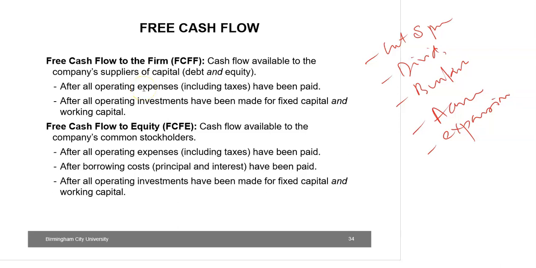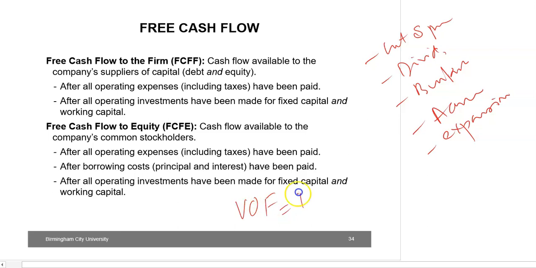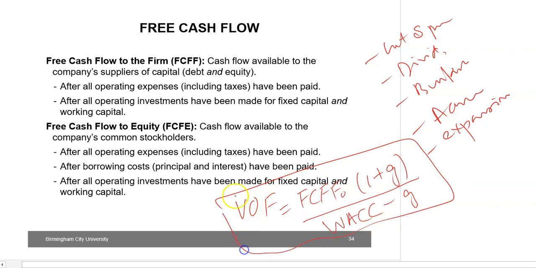Both free cash flow to the firm and free cash flow to equity are commonly used in discounted cash flow valuation. For example, to value the firm, the formula used in the constant growth version of the discounted cash flow model is: value of the firm is equal to the free cash flow to the firm in the current year multiplied by 1 plus the growth rate in cash flows, divided by the weighted average cost of capital of the company minus the growth rate of the firm. This gives us the value of the firm using the constant growth model.